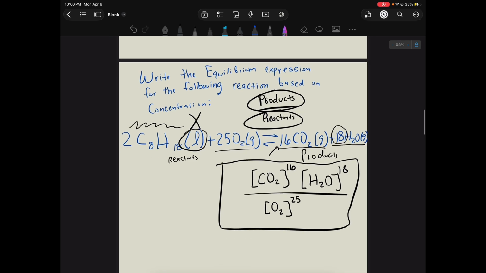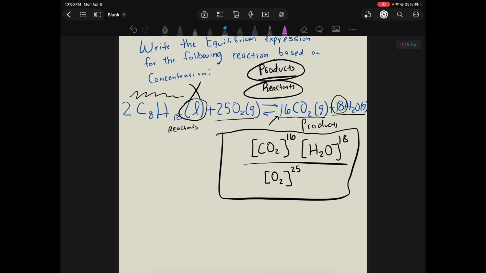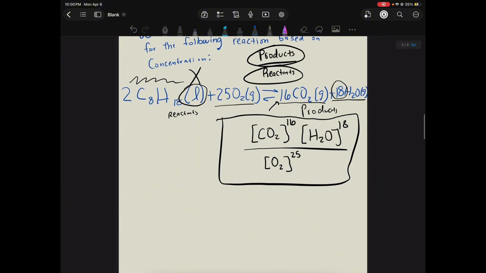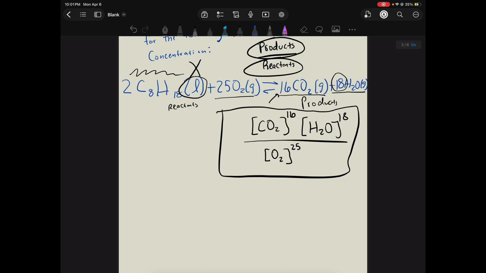Pretty straightforward. It's just remembering the idea of not using liquids or solids and only using gases, as well as following the idea of products divided by the reactants.